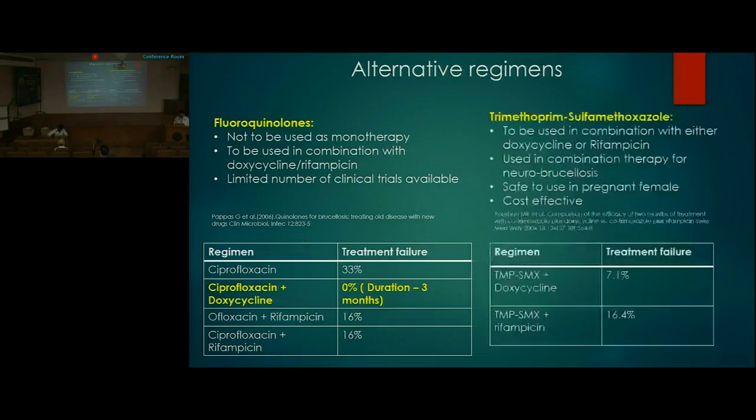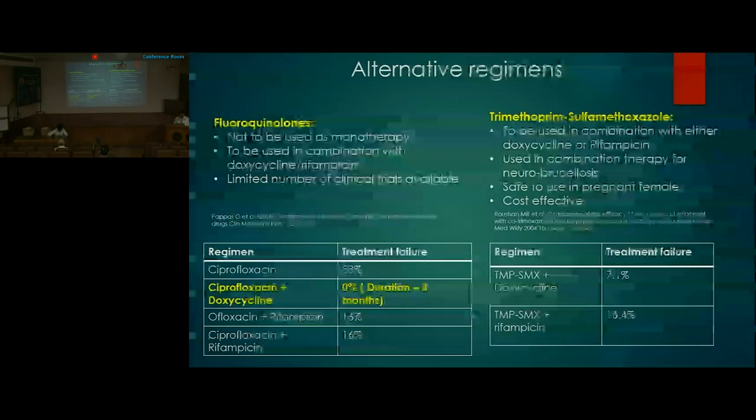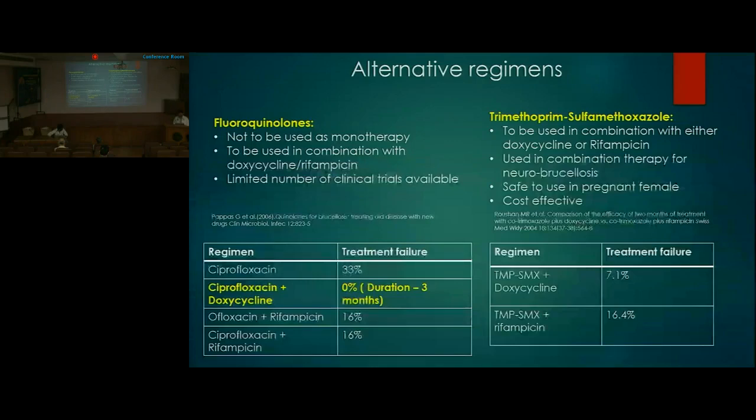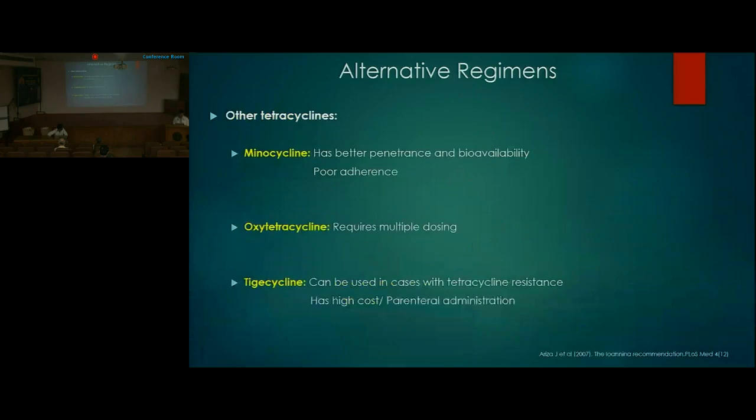Trimethoprim sulfamethoxazole can also be used for the management, but it should also be used in combination with either doxycycline or rifampicin. With doxycycline, it has a treatment failure rate of 7.1%. With rifampicin, it has 16.4%. As it is orally available, it is cost effective and can also be used safely in pregnant females. The other tetracycline that can be used in management of brucellosis are minocycline, oxytetracycline, and tigecycline.